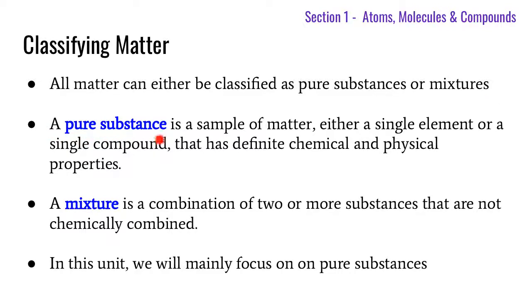Well, a pure substance is a sample of matter that is either a single element, like gold, it's all right, gold in here, or a single compound, like water, H2O, that has definite chemical and physical properties. So any sample of gold or any sample of water should have those same chemical and physical properties.